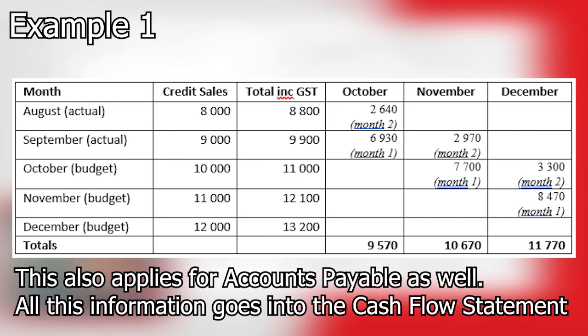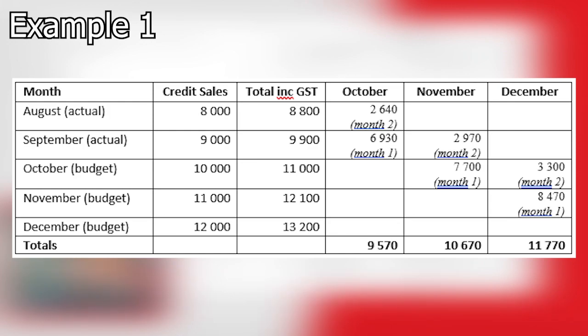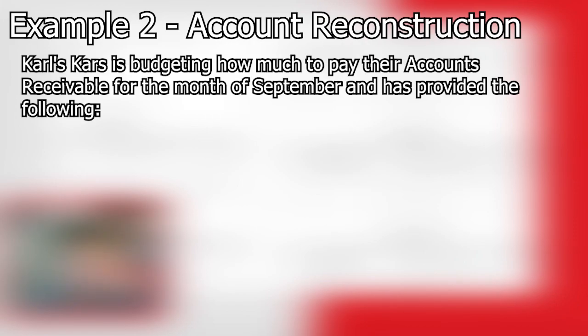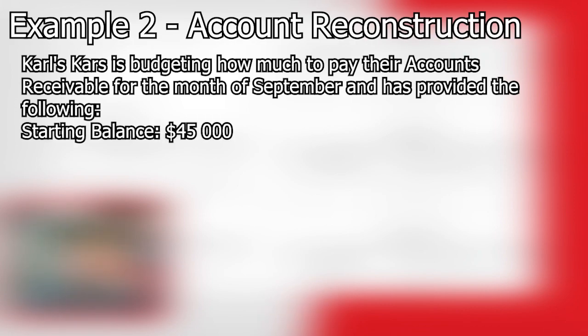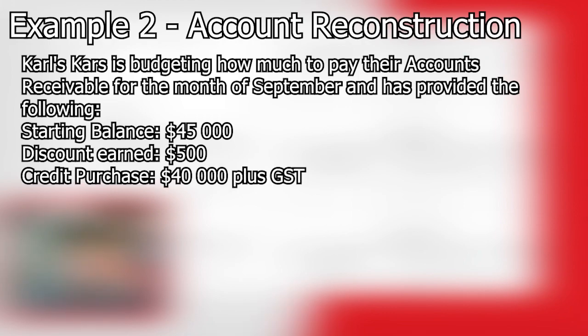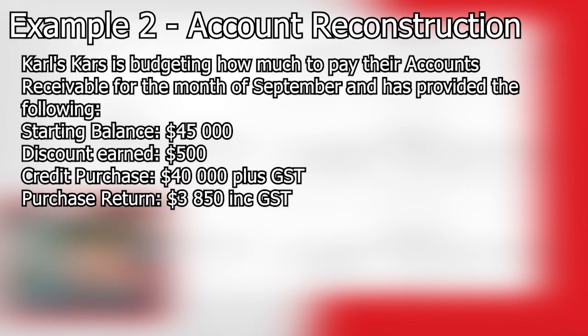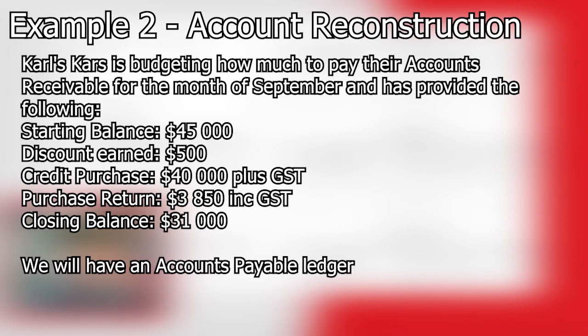All right, let's start one of the more challenging aspects of Year 12 accounting, account reconstruction. So Carl's Cars is budgeting how much they will pay to their accounts payable, and they've provided the following estimates for the month of September. So they've given us the starting balance of 45,000. They earned a discount of 5,000. They've purchased 40,000 plus GST. They had a purchase return of 3,850 including GST, and they said that the amount they're going to owe at the end is 31,000. So essentially what we're doing is we're going to have an accounts payable ledger, and we're just filling in the gaps.